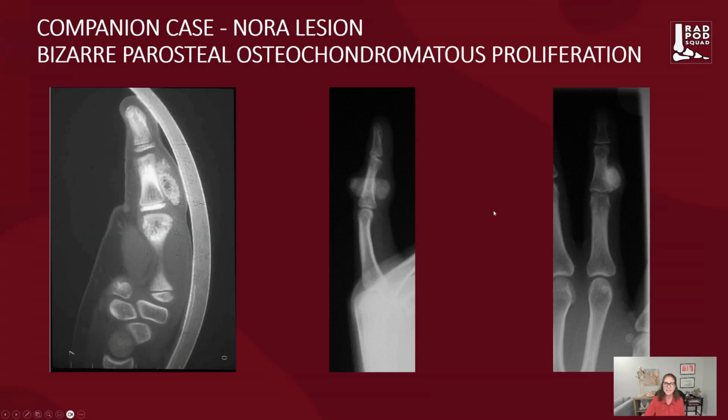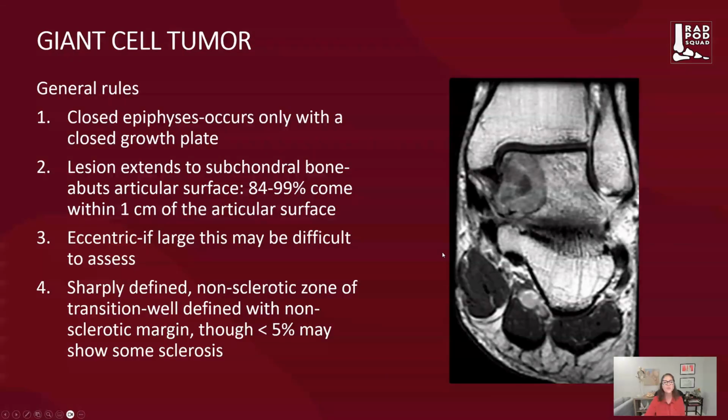A companion case to that can be seen with Nora lesions. These are called Nora lesions. They're bizarre parosteal osteochondromatous proliferations. They're felt to occur perhaps secondary to trauma occurring at the hands and feet, and we can see these bizarre osteochondromatous proliferations that are occurring on the surface of the bone. Here we can see it's nearly circumferentially encompassing it, and here we can see adjacent to this region, these are Nora lesions.